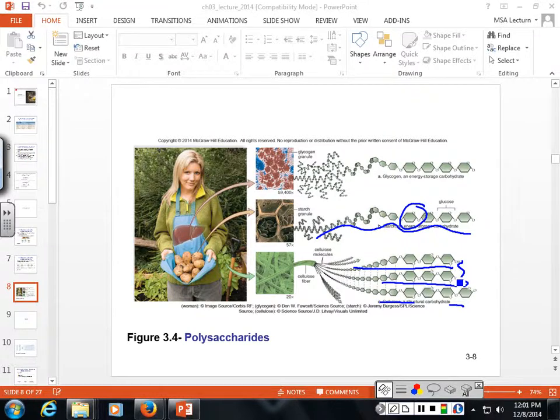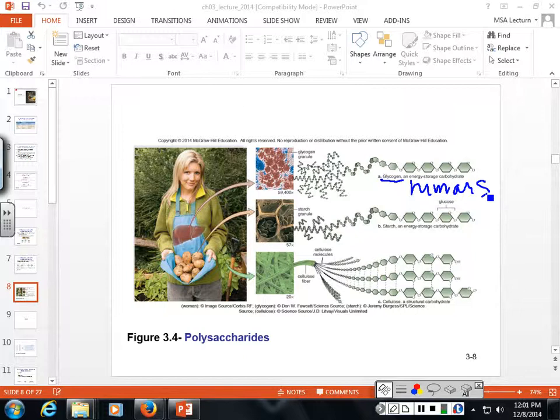So this one is important, glycogen. Glycogen is how humans store glucose. So humans store glucose as glycogen. Starch is how plants store glucose. Cellulose, also plants.